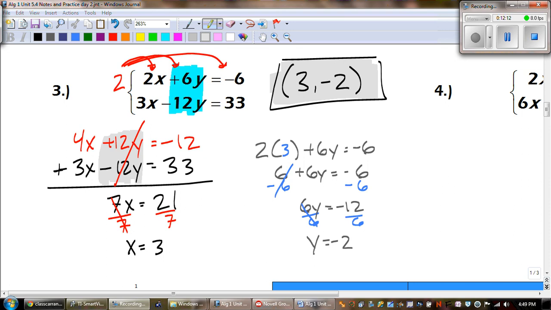Okay, so we end up getting that 7x equals 21, divide by 7, x equals 3. Now I plugged into the top equation because the top equation had some smaller numbers. 2 times 3 is 6. Subtract 6 from both sides, and we had to be careful. Negative 6 minus 6 is negative 12. And then negative 12 divided by 6 is negative 2.